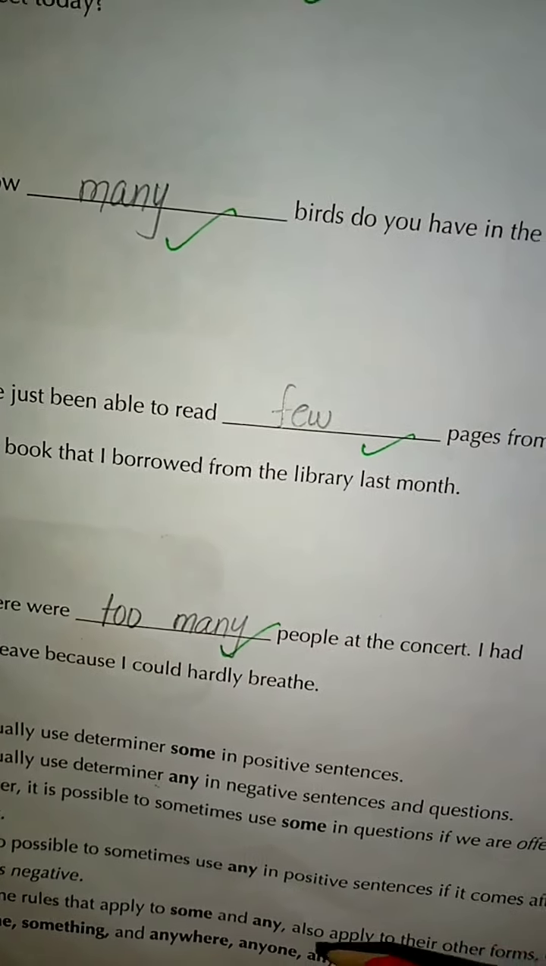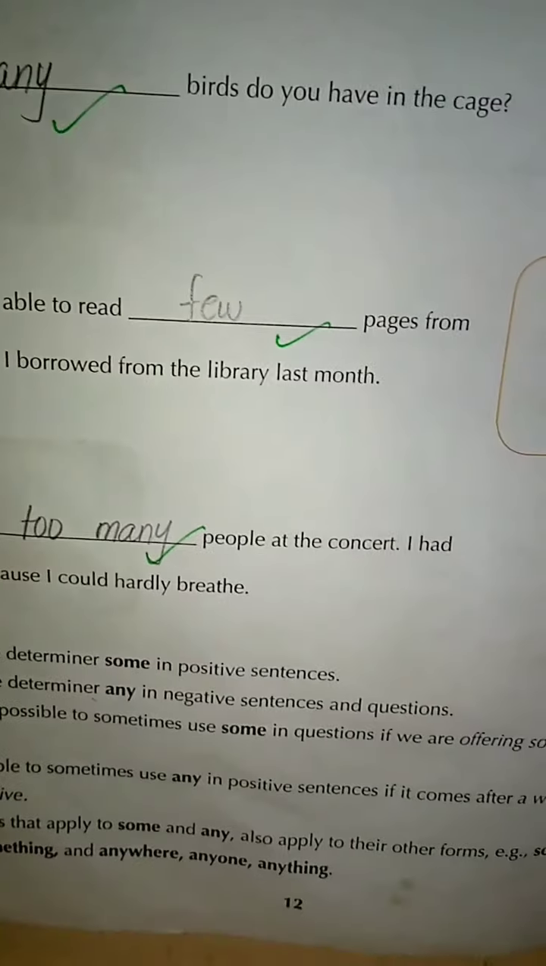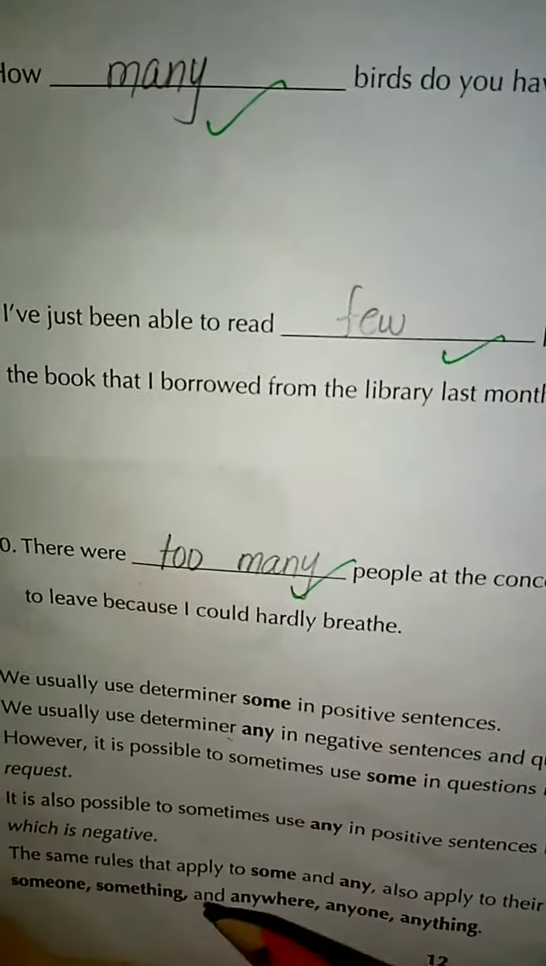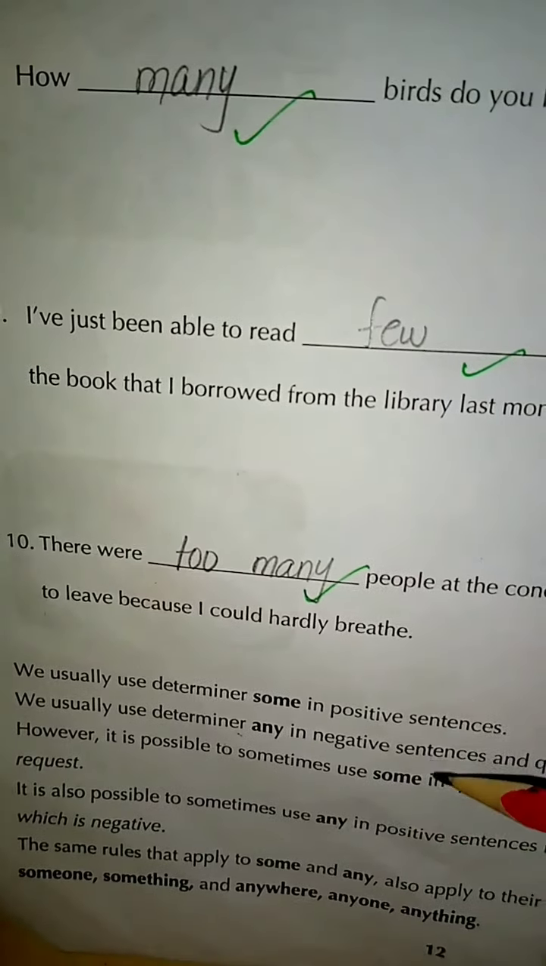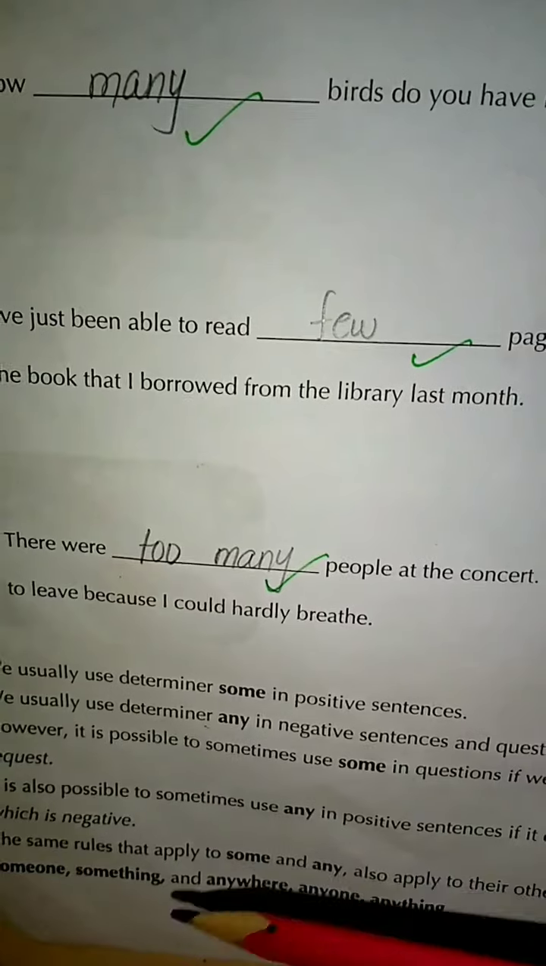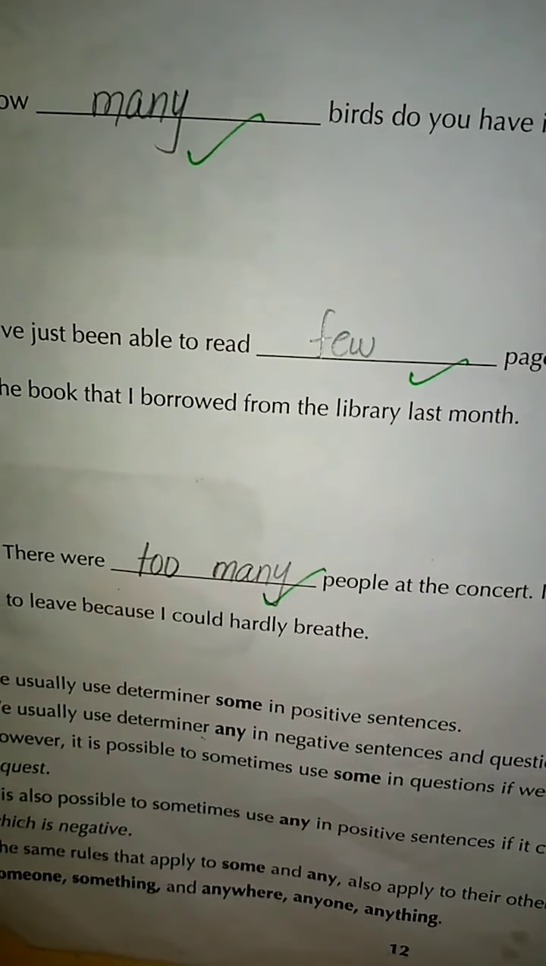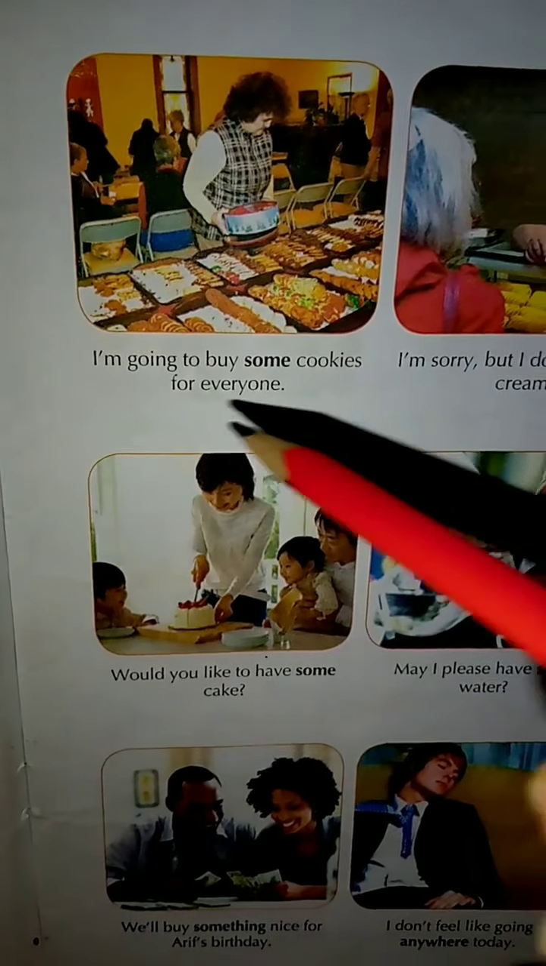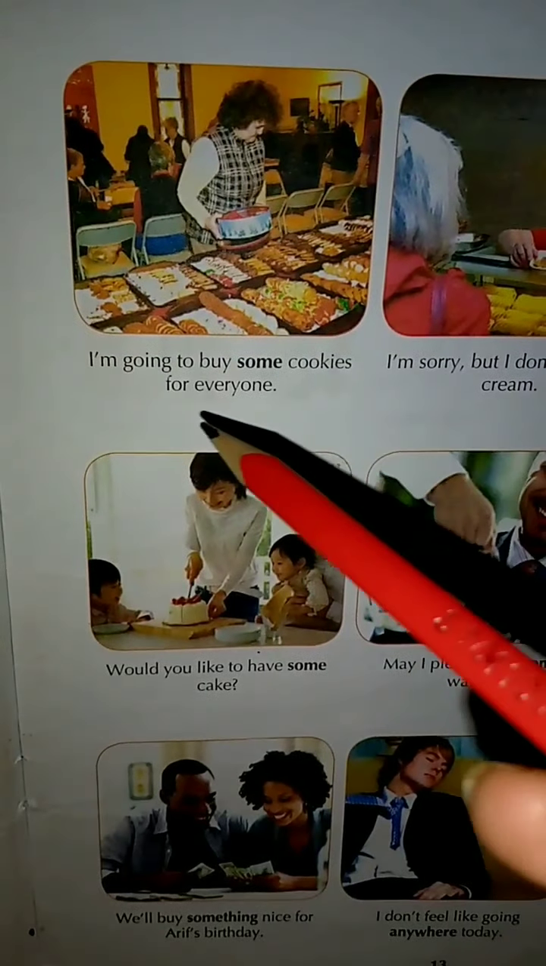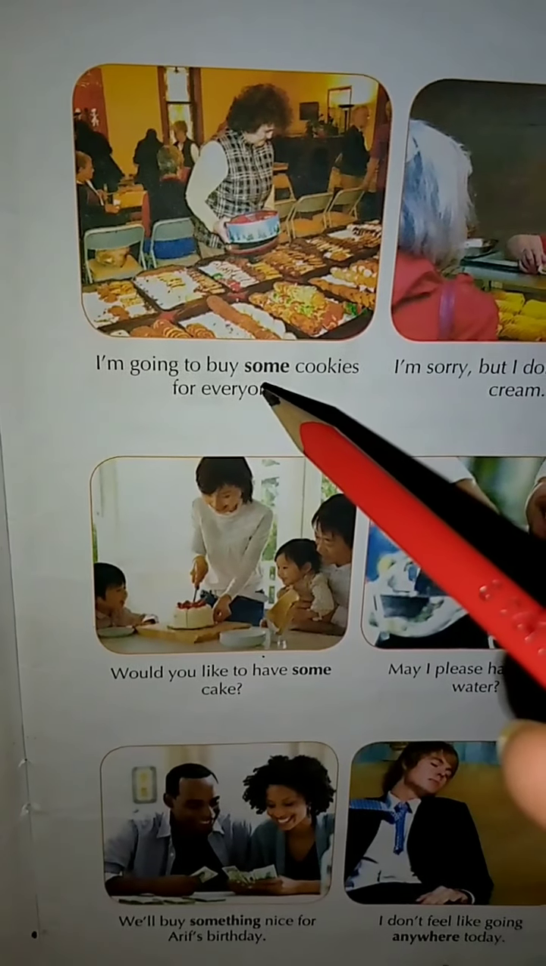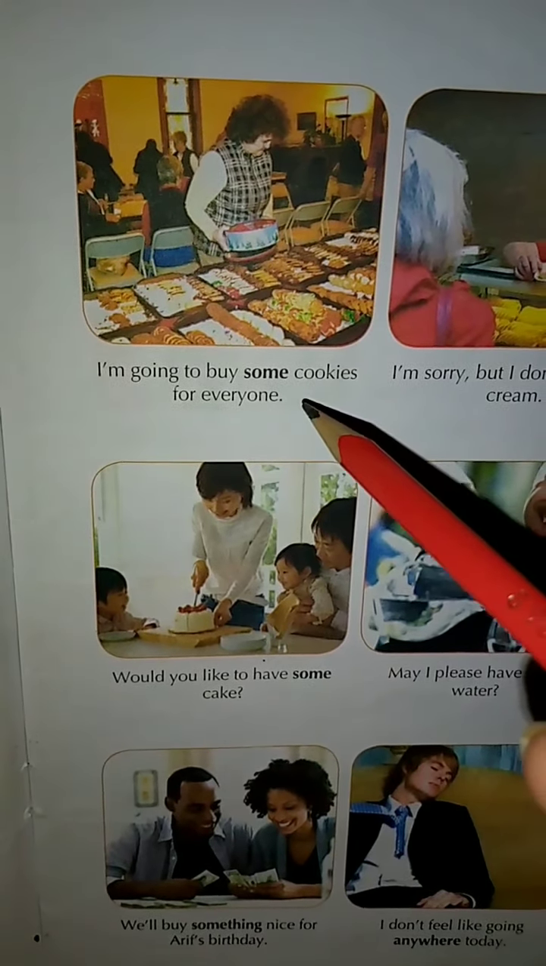तो जब हम इन टाइप्स के बाकी वर्ड्स, जैसे somewhere वगैरह को भी यूज़ करेंगे, तो उनके साथ ये सारे जो हमने ऊपर रूल्स पढ़े हैं, ये सारे भी अप्लाई होंगे. Look at these examples. I am going to buy some cookies for everyone. Some हमने क्या कहा था कि पॉजिटिव सेंटेंसेस में यूज़ करते हैं, ठीक है.